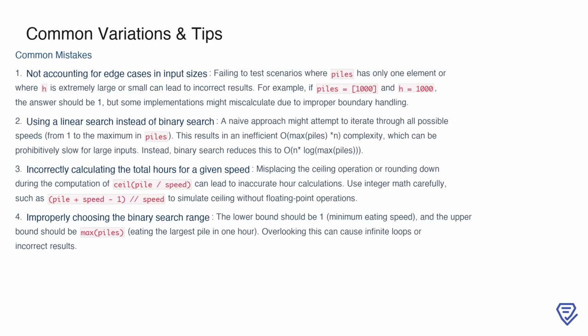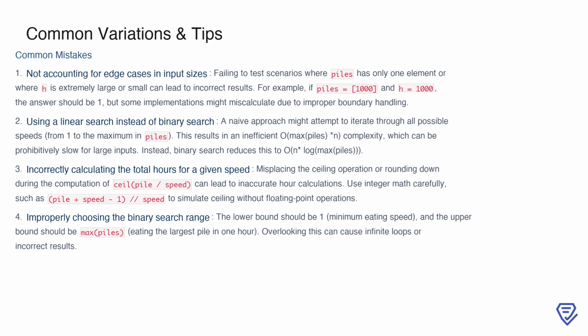Another common issue arises when calculating total hours for a given speed. If you mishandle the ceiling operation or round down incorrectly, your results will be off. A reliable method is to use integer math, such as (pile + speed - 1) / speed, to avoid floating point inaccuracies.